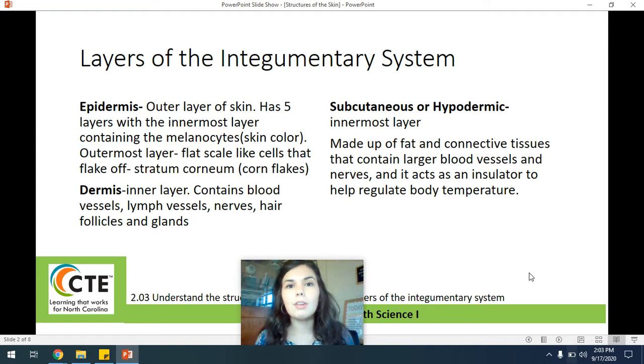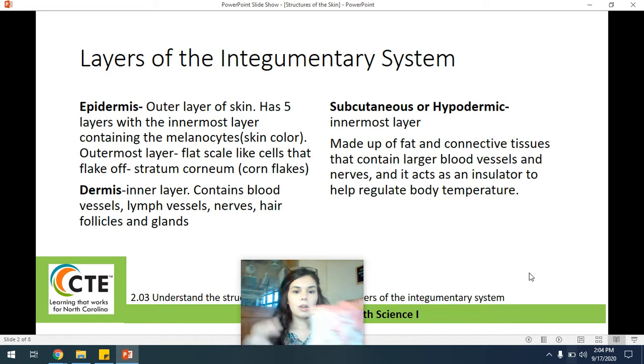And then lastly, we have our subcutaneous or hypodermic layer. Sometimes it's referred to as subcutaneous, meaning below the skin, or sometimes it's referred to as hypodermic, meaning below the dermis. But it is the innermost layer, and it is made up of fat and connective tissues that contain our really large blood vessels and nerves, and it kind of acts as like an insulator to help regulate our body temperature.